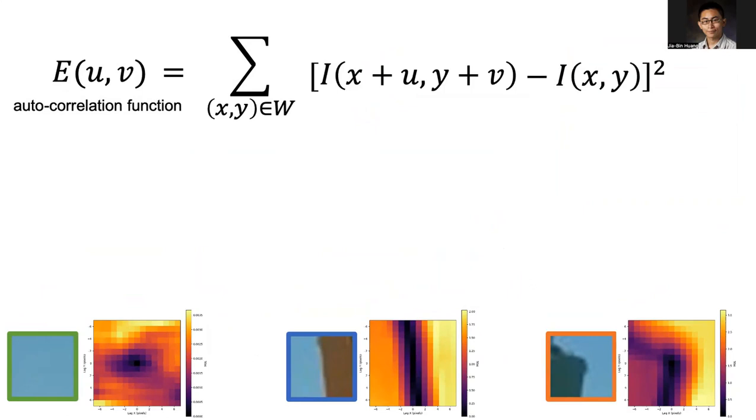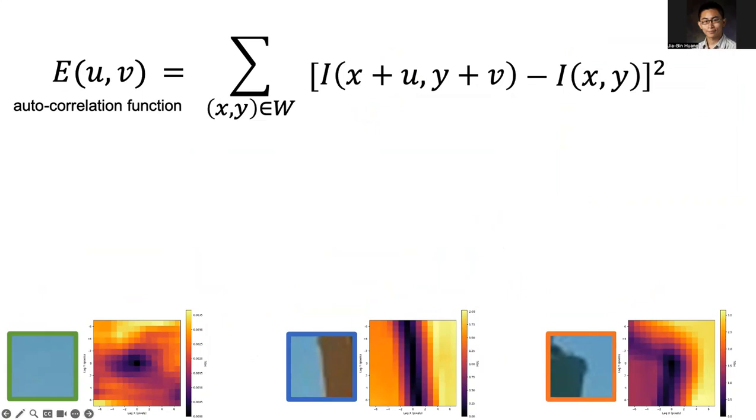In mathematical formulation, it looks like this. For each xy location within a patch, you look at the corresponding patch in the original image and the shifted patch, subtract them to compute the difference, square it, and sum them all up. Basically, it tells you how similar these two patches are. That's the idea. It's an autocorrelation function.